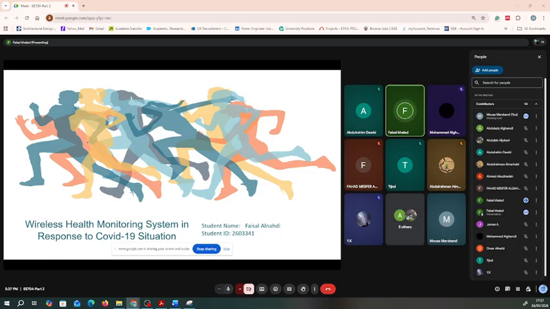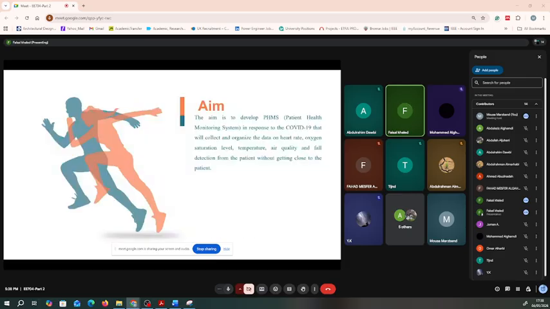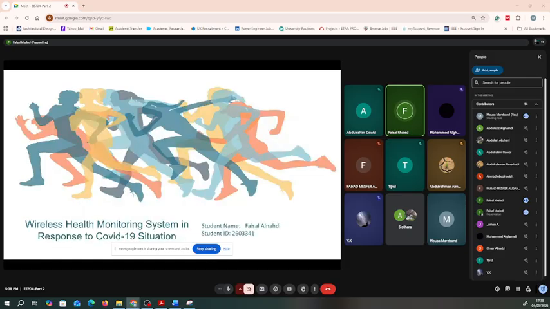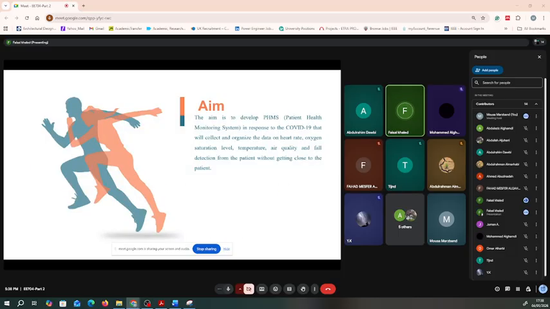Assalamu alaikum wa rahmatullahi wa barakatuh. Today I'll present my project, a wireless health monitoring system in response to the COVID-19 situation. We can use it for COVID-19 or any isolation situation. It's not just for COVID-19; COVID-19 is just an example. Can you hear me now? Yes.